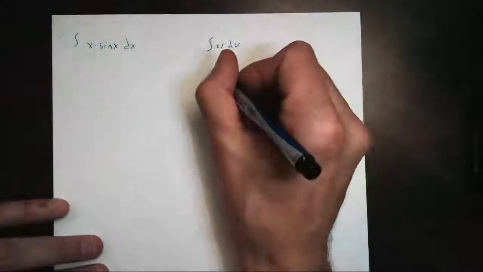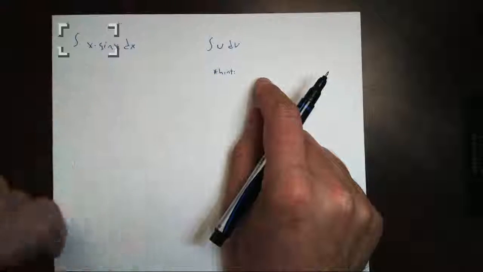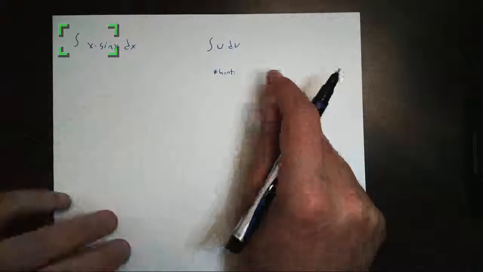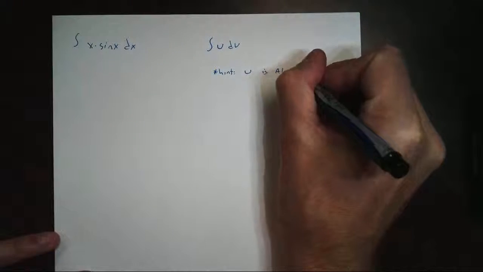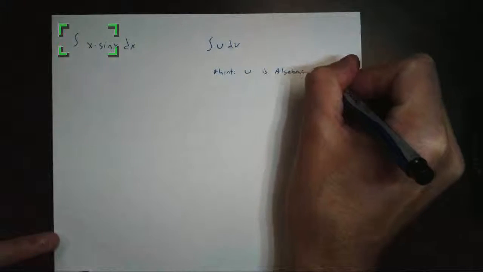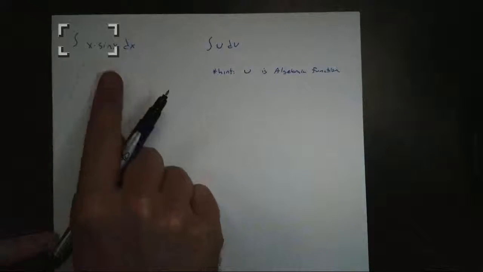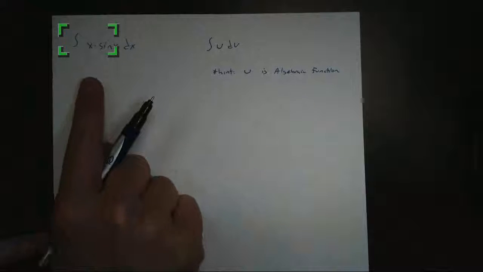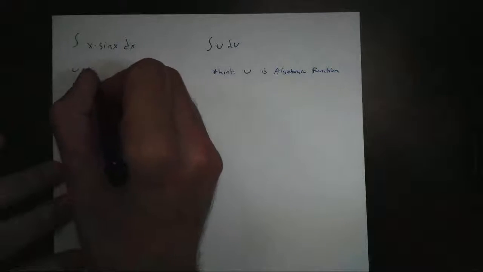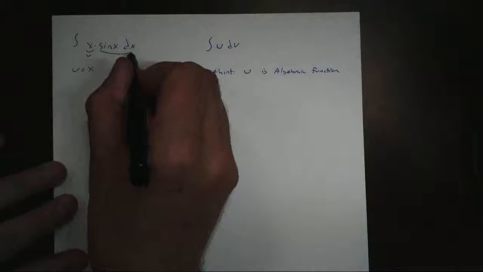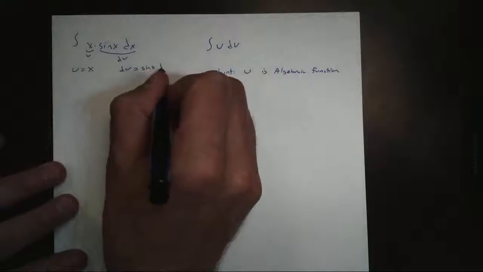Now, here's my hint. I'm going to drop a hint for you. Most of the time, now there's one exception, most of the time, u is the algebraic function. And the reason we say u is the algebraic function is because if I continue taking the derivative, which we'll see in the next example, it goes away eventually. So I'm going to let u equal x, there's my u, and this is my dv. So my dv is the sine of x dx.